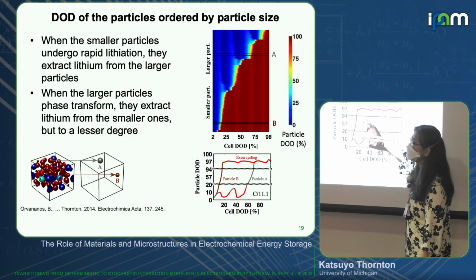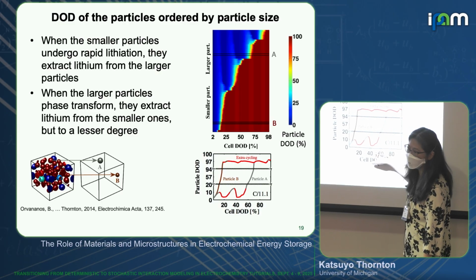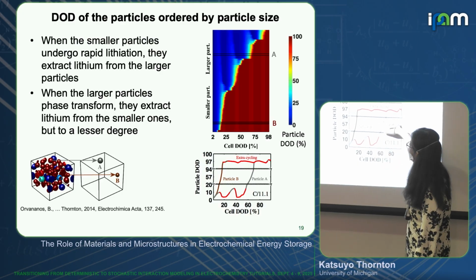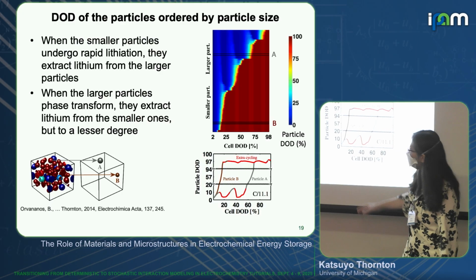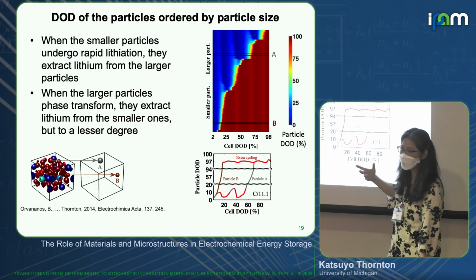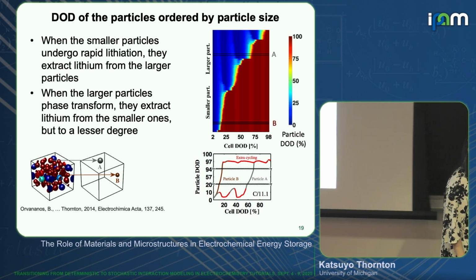But then another wave happens, and at that time, it delithiates again. And then finally, its own turn comes, and then it can lithiate. And while the large particles are doing this, the small particles also lithiate and delithiate, just to a small degree, but they do that also.